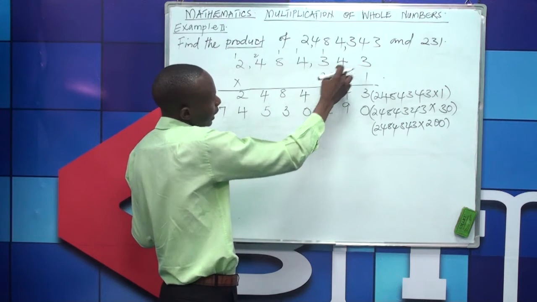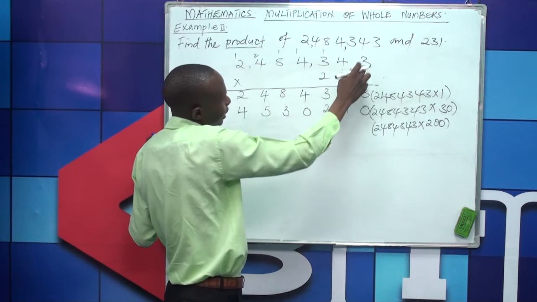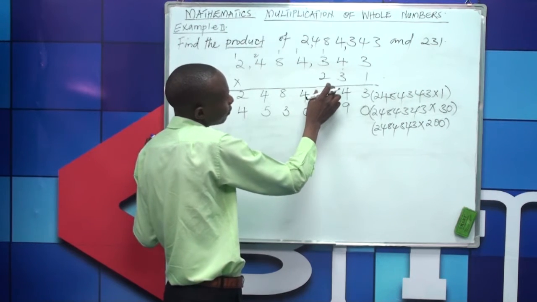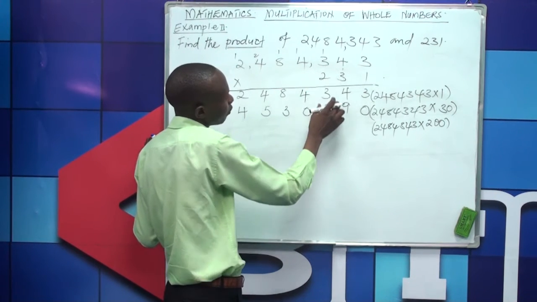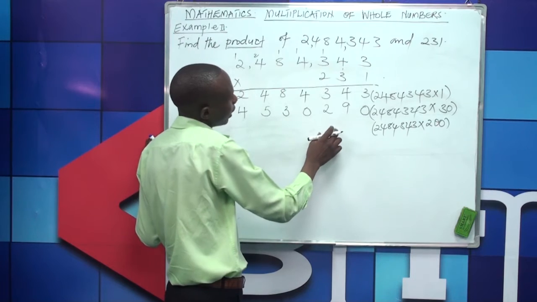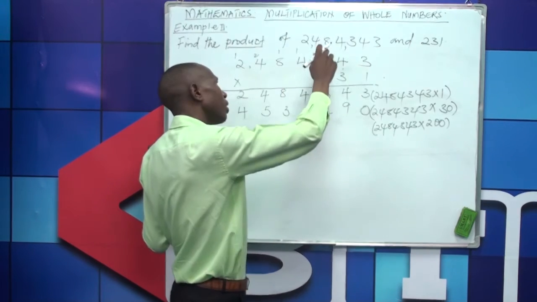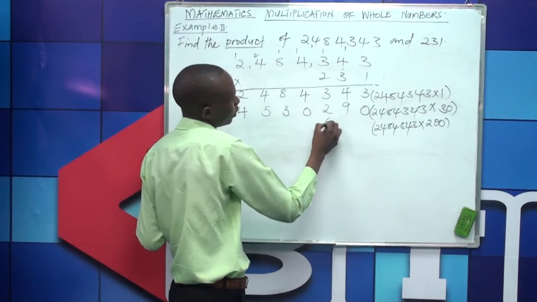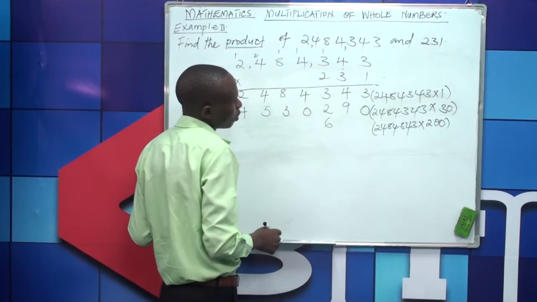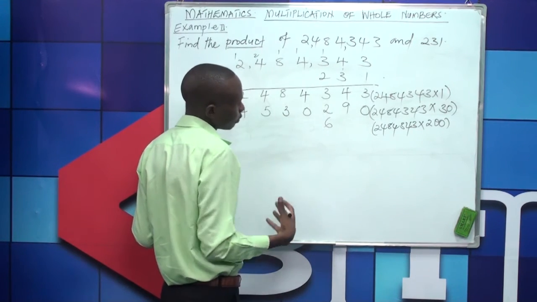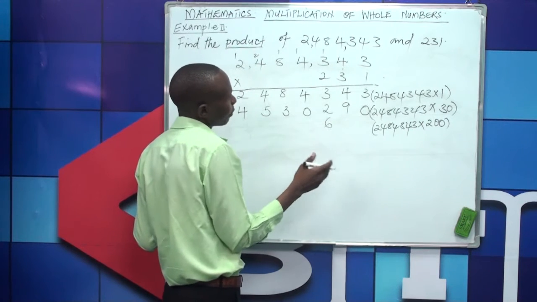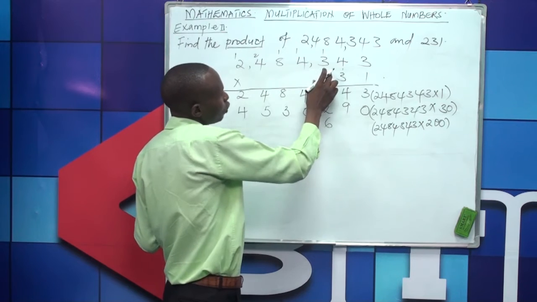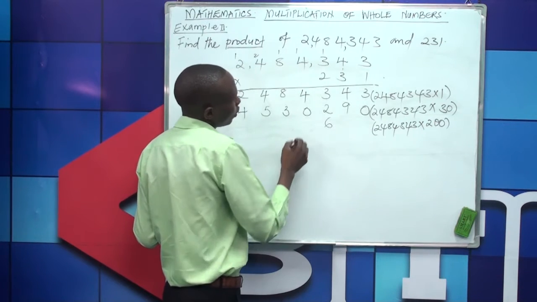So I'll have 2 times 3, that will give us 6. 6 is not supposed to be written here, neither here. It is supposed to be written under the place value of 100. And remember, 2 also belongs to 100. So I'll say 2 times 3, it will give us 6. 6 will be written here where there is 2. And the 2 is under the place value of 100, meaning that 6 is supposed to be written under the place value of 100. Then from there, we shall have 2 times 4. That will be 8.